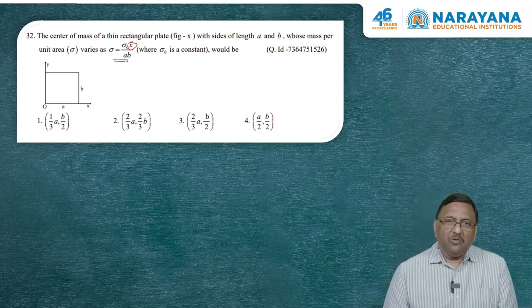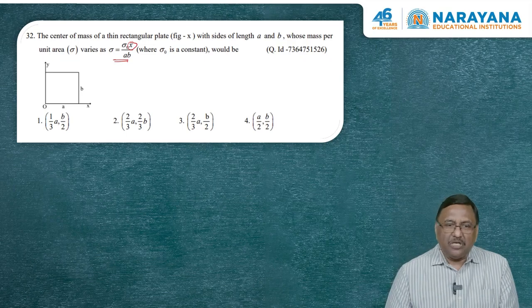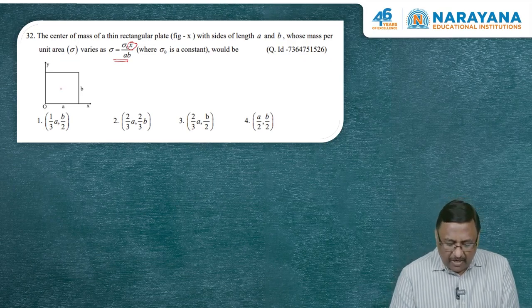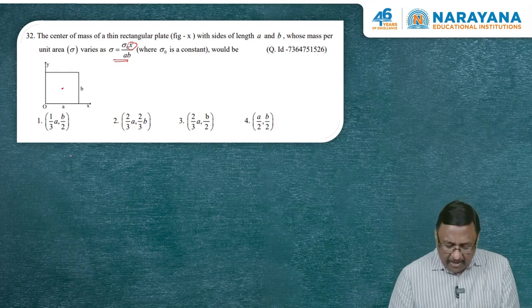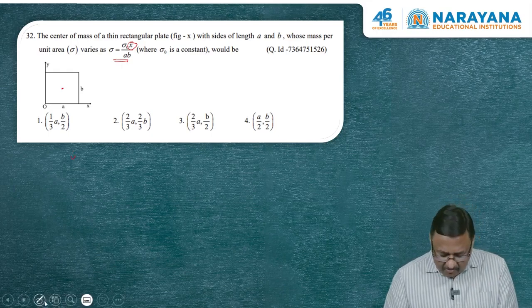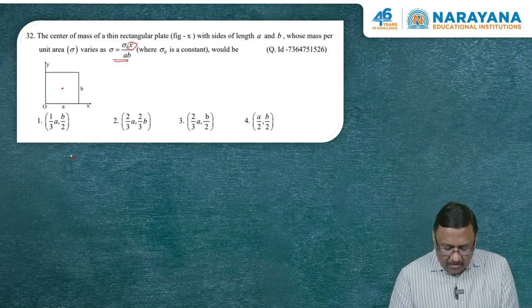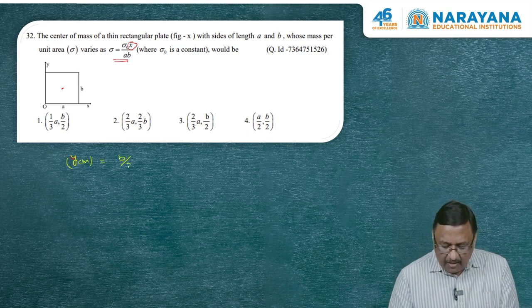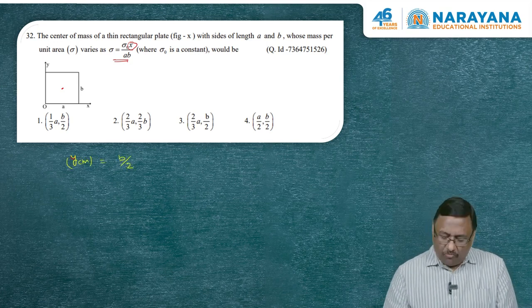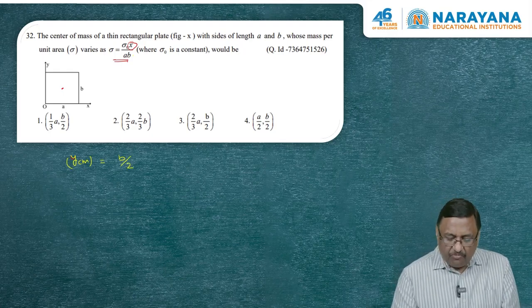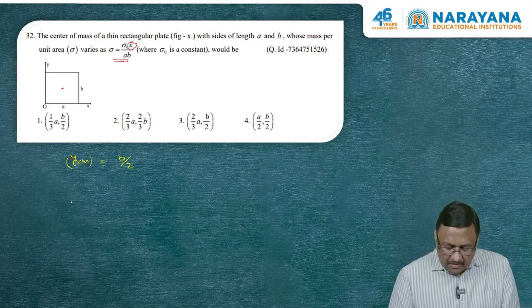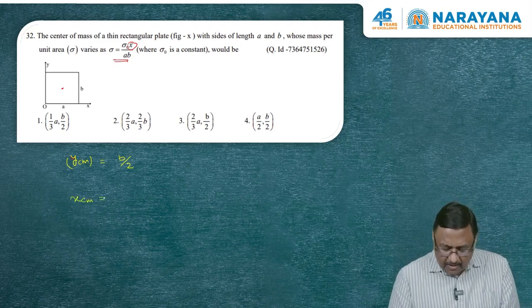We know that if there is a uniform mass distribution, the center of mass in the y direction will definitely be at a distance of b by 2. So y center of mass should definitely be b by 2. If you want to use the formula, we can get it in a very simple manner. I just write it for x, and you know how to write x center of mass.